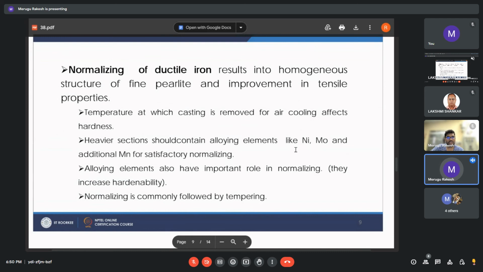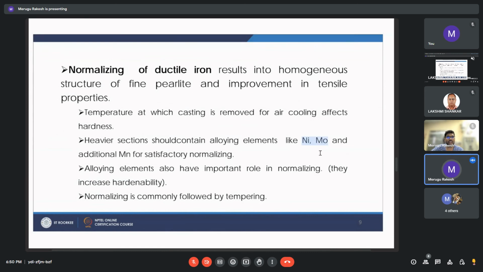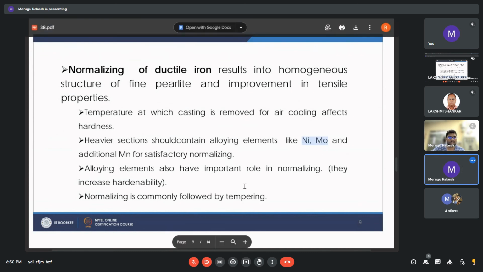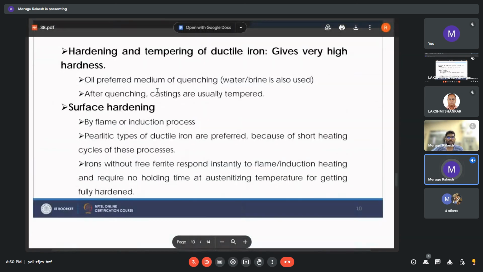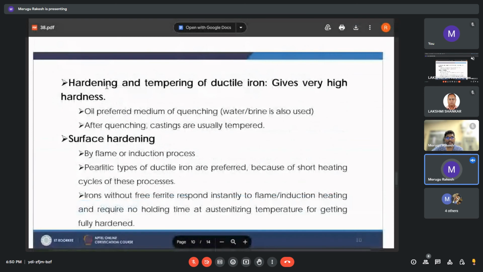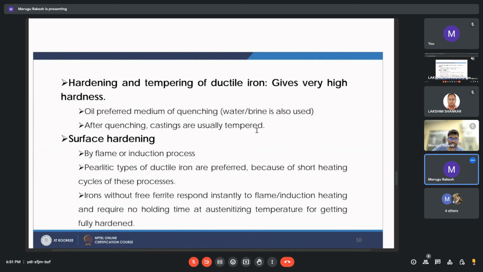Here they have given some types of alloying elements in the heat treatment as well. We'll see. So this is what I reserved for the discussion: hardening and tempering of ductile irons. Basically, it gives very high hardness. For hardening, as I discussed, we just dip it in oil or water or brine solution. After quenching, castings are usually tempered. Tempering is nothing but heating to some 200 to 300 degrees Celsius and cooling it gradually.